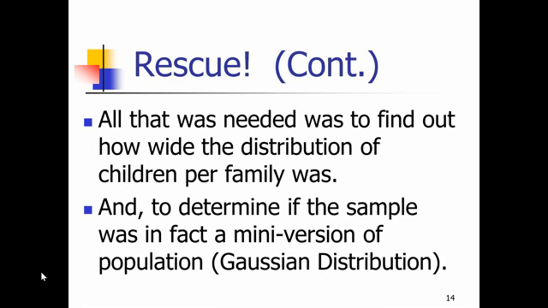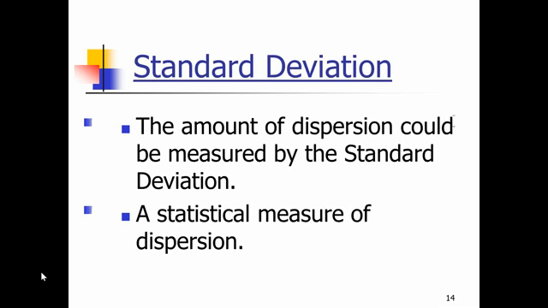All that was needed was to find out how wide the distribution of children per family was. Was it from 0 to 12? Was it 3 to 7 typically? And also to determine if the sample was in fact a mini version of the population. And we look into a Gaussian distribution to help us determine that. So the amount of dispersion could be measured by something statisticians call standard deviation, a statistical measure of dispersion.